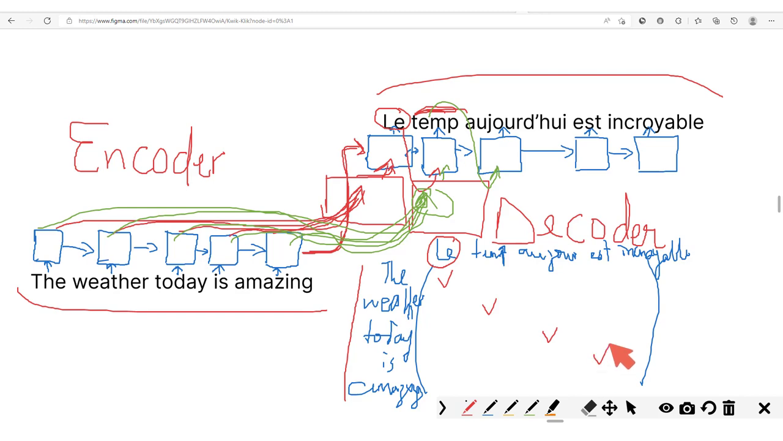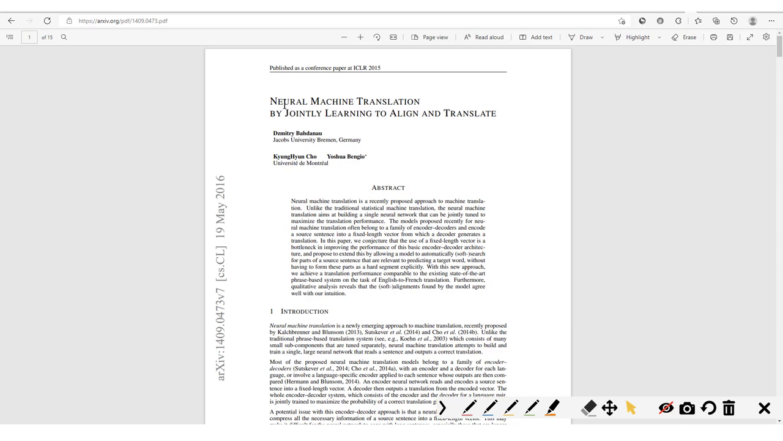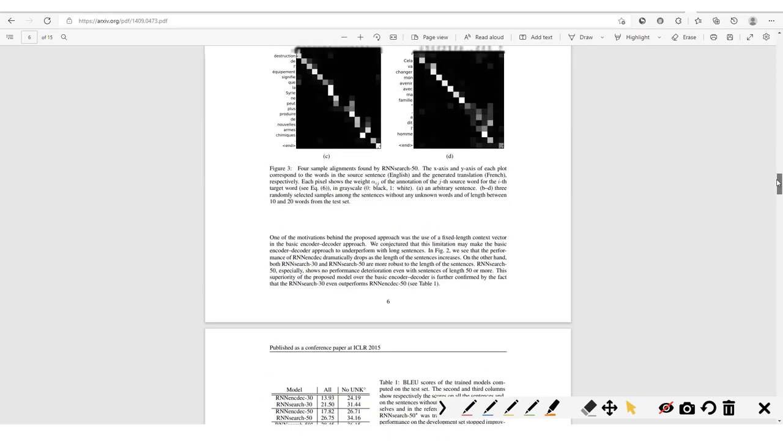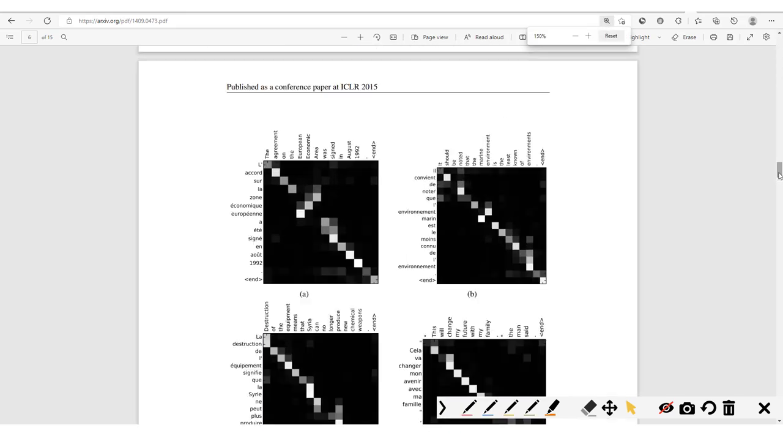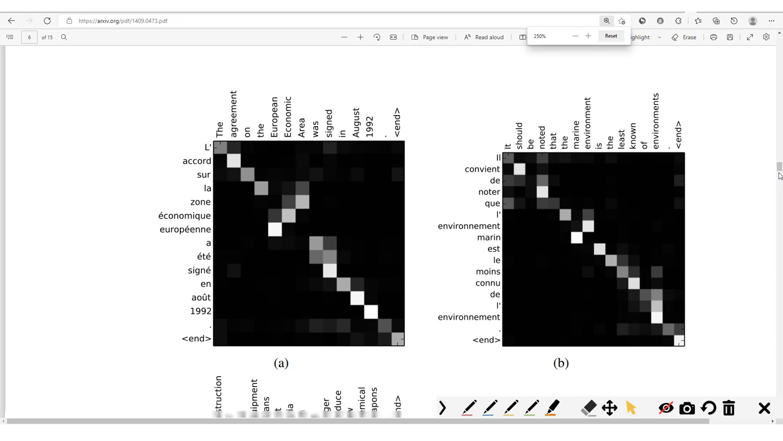"Est" will pay most attention to "is", and "incroyable" will pay most attention to "amazing". And if we get to this paper entitled Neural Machine Translation by Jointly Learning to Align and Translate, that is the famous Bahdanau et al. paper, you can see some of these attention maps here.